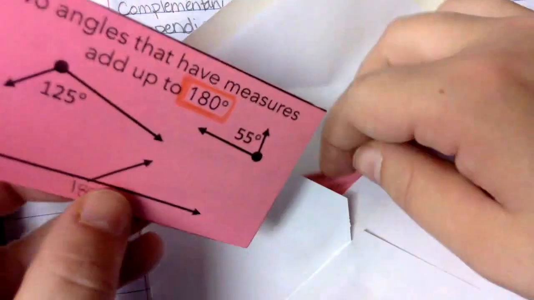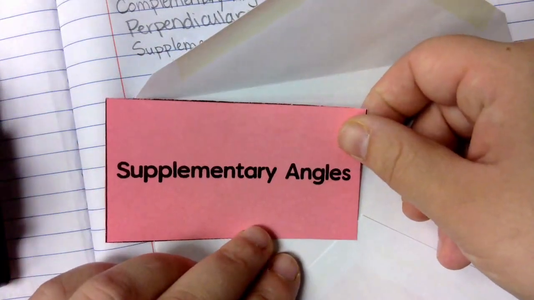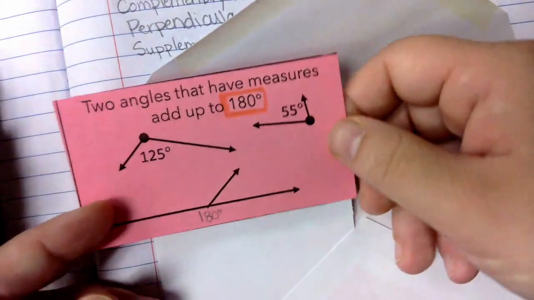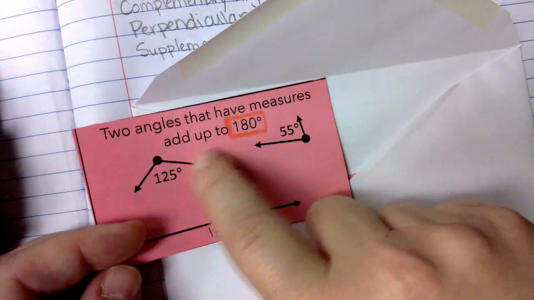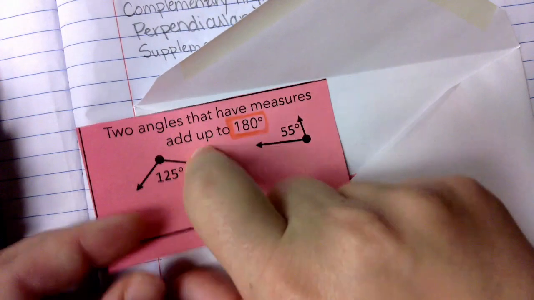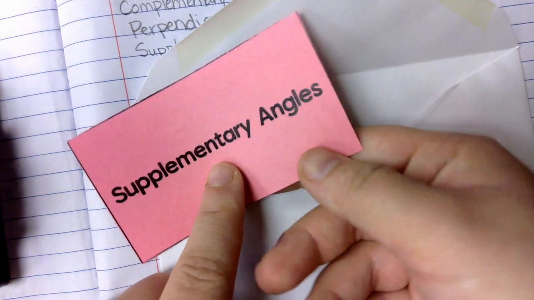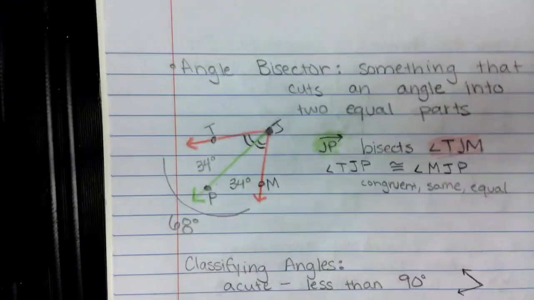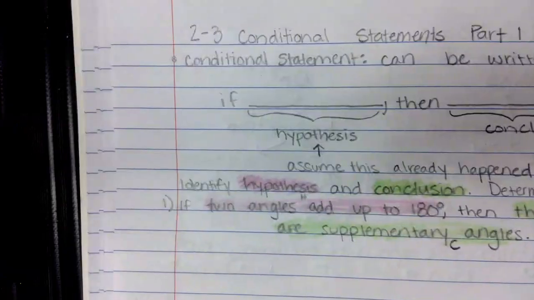Alright, so supplementary angles means what? Yeah, so if I have two angles, the measures add to 180. It says I have two angles that add to 180. Does that make them supplementary? Yep. So is this true or false? True. So for this one, it would be true.